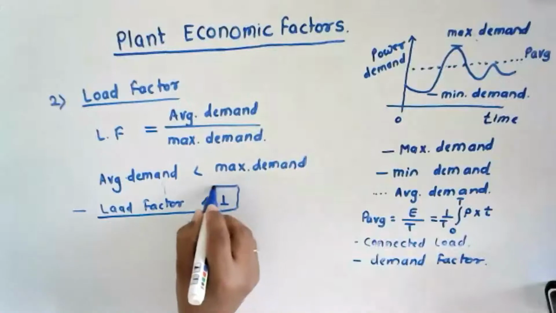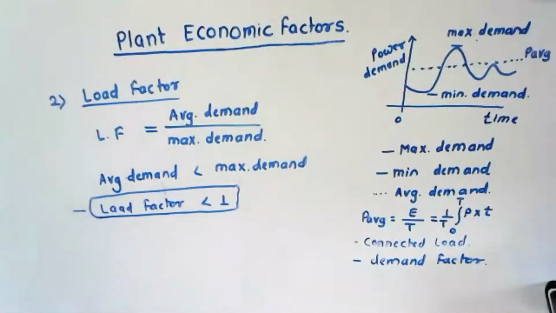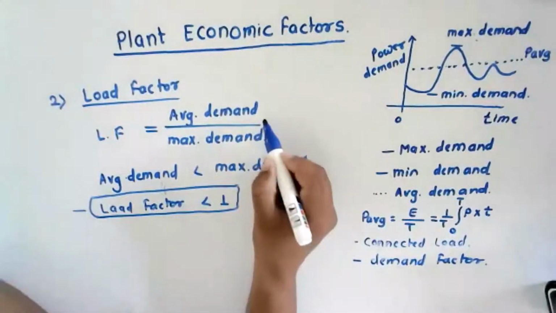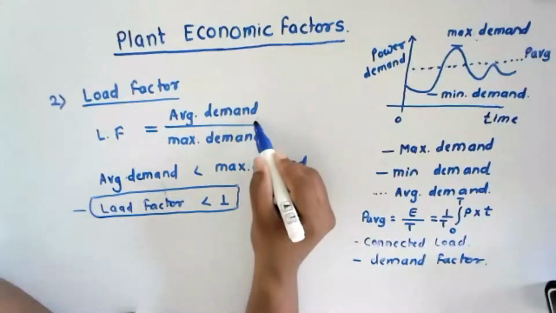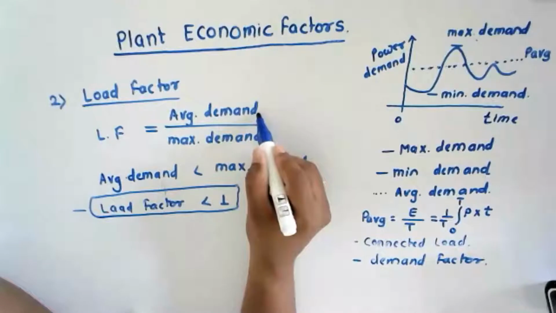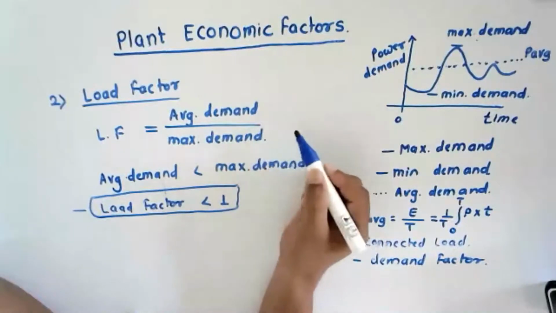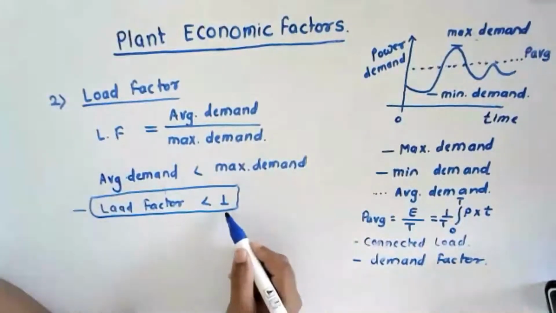So this is an important point. Why is it less than 1? Because it is the ratio of average demand divided by the maximum demand. Average demand is always less than the maximum demand. That's why the load factor is always less than 1.